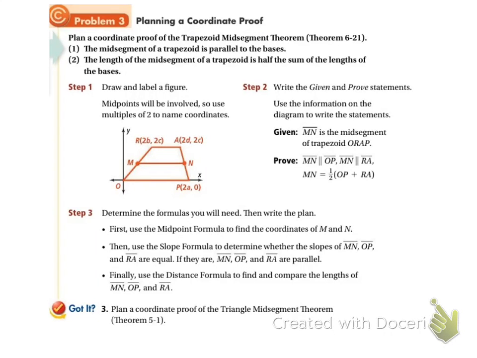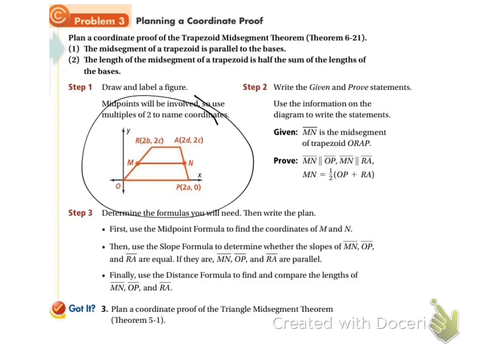Okay, this is 6.8b of geometry. So we're going to work on planning a coordinate proof. So that's a proof where we're working in the coordinate plane. So we're working on a graph. And so you can see here, they're trying to prove the trapezoid mid-segment theorem.